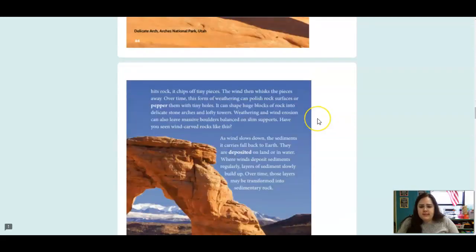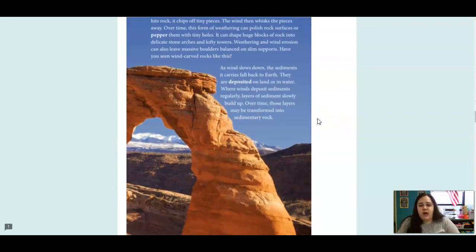When wind-driven sand hits rock, it chips off tiny pieces. The wind then whisks the pieces away. Over time, this form of weathering can polish rock surfaces or pepper them with tiny holes. It can shape huge blocks of rock into delicate stone arches and lofty towers. Weathering and wind erosion can also leave massive boulders balanced on slim supports. Have you seen wind-carved rocks look like this?